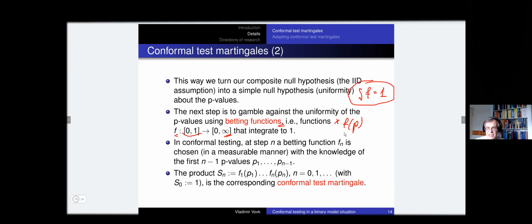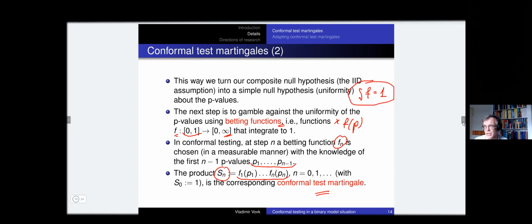If it's true, we can use these betting functions. The idea is that at step n, we choose a betting function fn, which can depend on the previous p-values. This way we are gambling against the non-uniformity of p-values. And now what you get is the product of the values of these betting functions. So Sn is our conformal test martingale. It's a very, very easy and natural definition. This is how they're defined. But maybe there are lots of other ways of testing the exchangeability assumption. It's one specific way. How good is it?